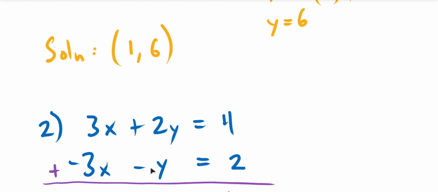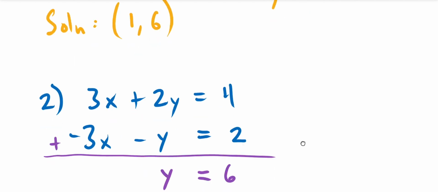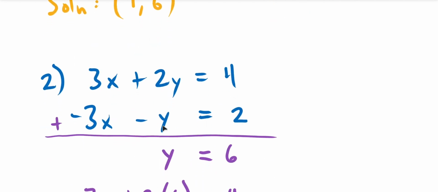The second equation is actually set up to do Gaussian elimination. We have a 3x and a minus 3x. If I add those together, the x's cancel. If I add 2y to minus y, I get 1y. And if I add 4 to 2, I get 6. So again, we found our solution, y is 6.